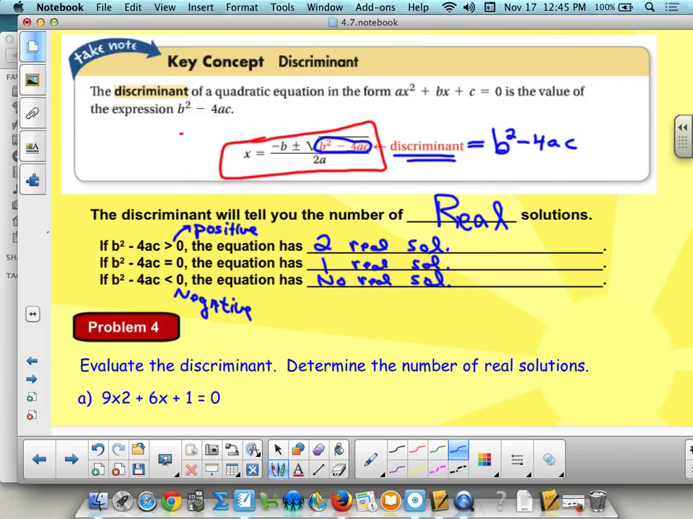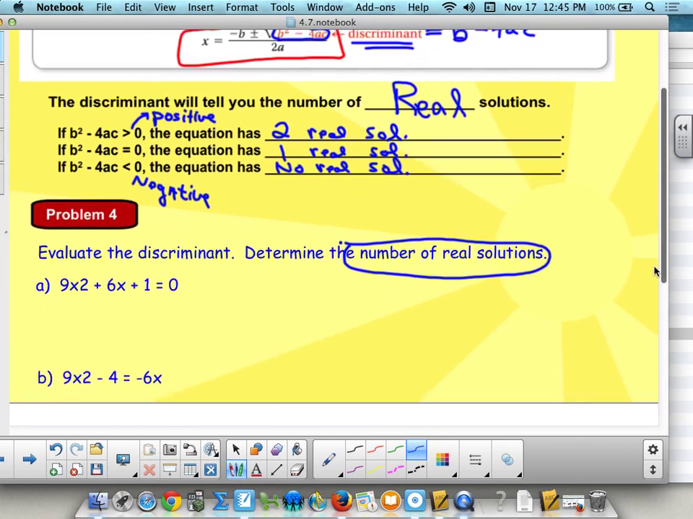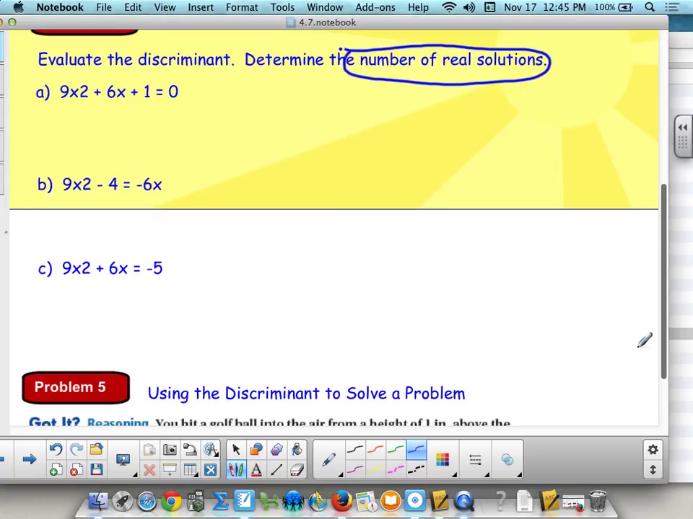So today, guys, I'm not asking you to do the quadratic formula unless it says, what are the solutions? If it says, what are the solutions, then use the formula. If it says, how many solutions, determine the number of real solutions, that's just saying 1, 2, or none. Okay, here we go. Let's do it. We got 3 problems. Evaluate the discriminant, so find the number, then determine if it's 1, 2, or none for solutions.